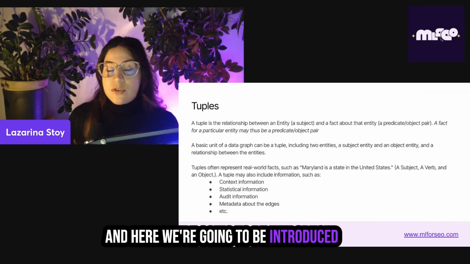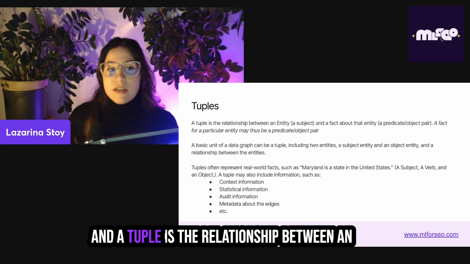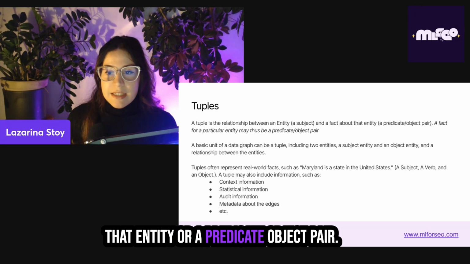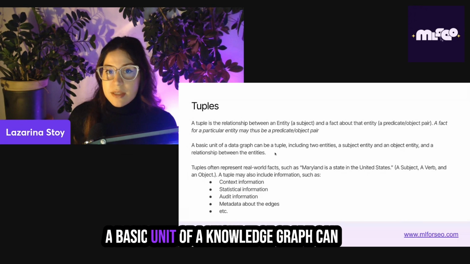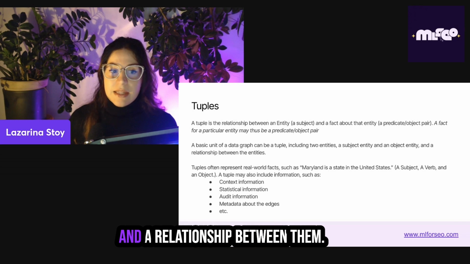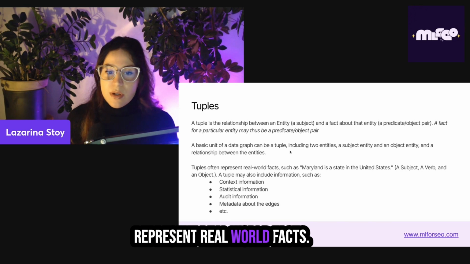And here we're going to be introduced to another concept related to knowledge graphs, which is tuples. And a tuple is the relationship between an entity, which is a subject, and a fact about that entity, or a predicate object pair. A basic unit of a knowledge graph can be a tuple, which includes two entities, a subject entity and an object entity, and a relationship between them. So tuples essentially represent real-world facts.